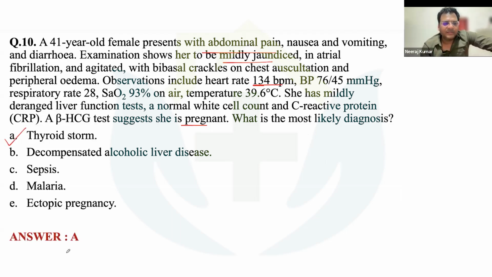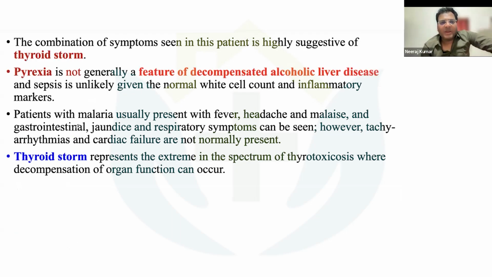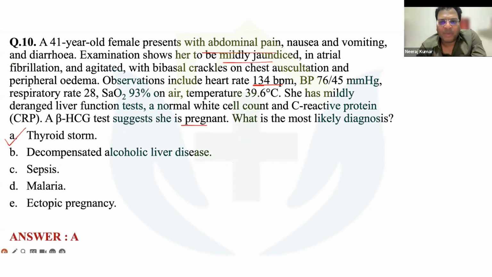Now see why. So here this patient is having a constellation of symptoms. That's why the chance for the choice of thyroid storm is more, because pyrexia is not generally a feature of decompensated alcoholic liver disease. So first your option is very much ruled out, as the patient is having pyrexia, like temperature is 39.6.